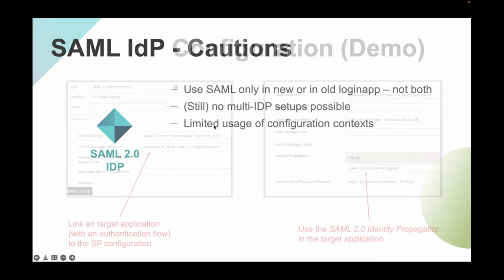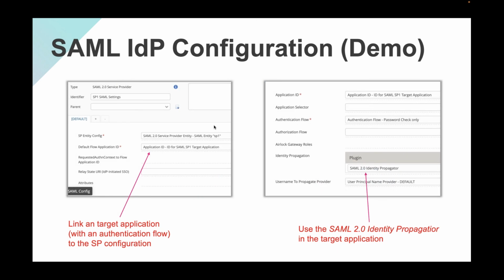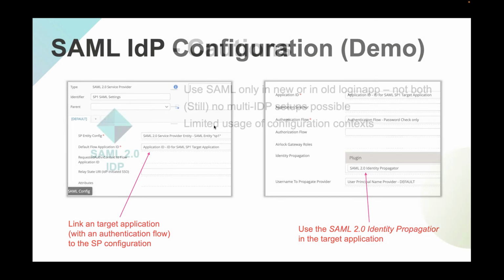So I go back to the slides. I will skip these slides because I just showed you that in the demo. This was just in case the demo didn't work. I think the most important new thing is how to link a target application to a SAML service provider, and vice versa.